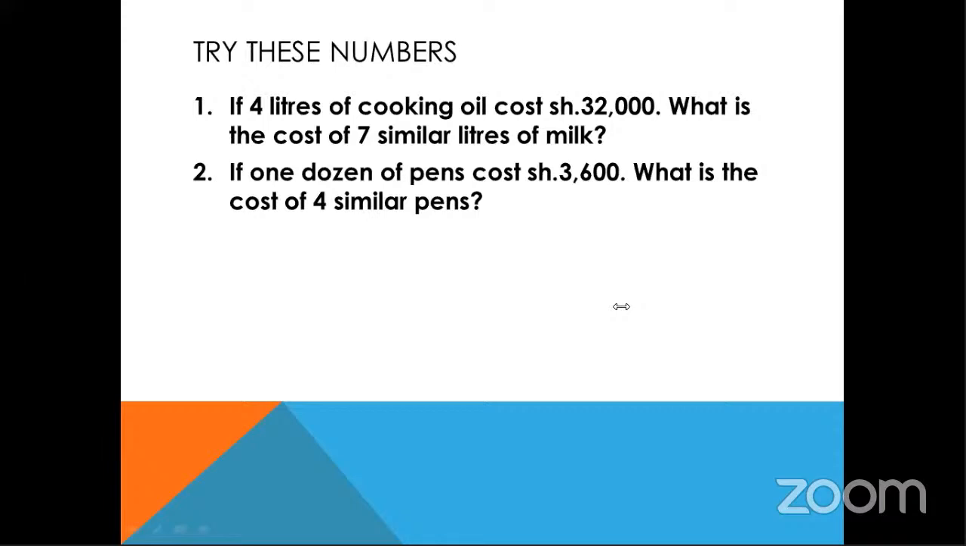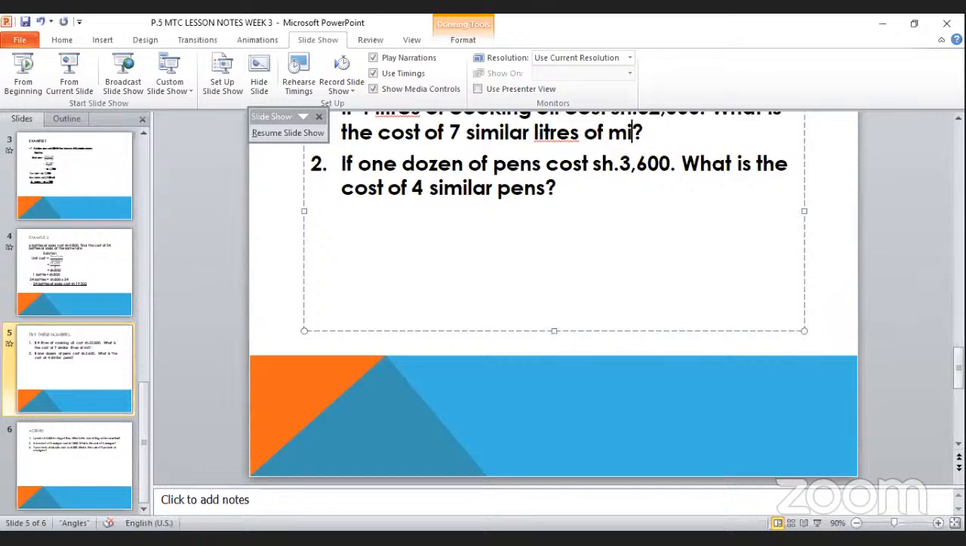Can I have Elvis? Elvis, unmute and explain number one, and we end there. Read and explain the steps. Number one says, if 4 liters of cooking oil costs 32,000 shillings, what is the cost of 7 similar liters of milk? You have already got the question, you can explain.